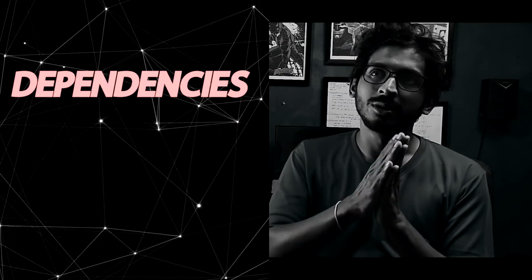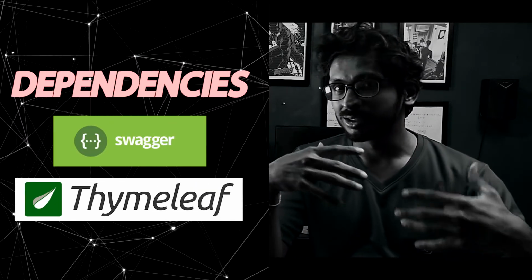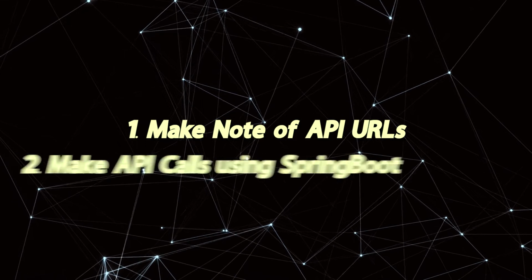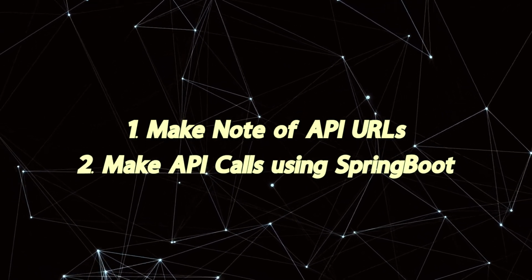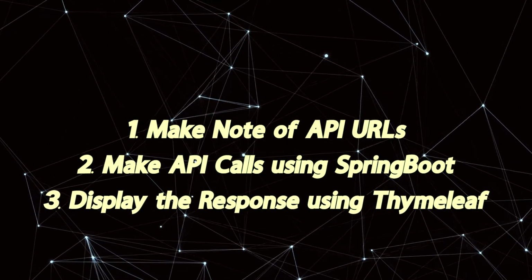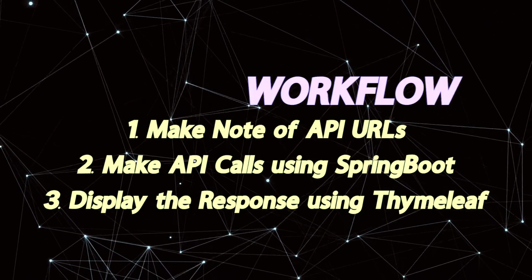There are some pretty interesting surrounding dependencies you can utilize around Spring Boot, like Swagger. You have Thymeleaf. We are going to use Thymeleaf as the part of front end, as the part of displaying the outputs. So we'll discuss that when the section comes. For now, let's just understand that all we have to do is make note of these URLs along with the API keys, have that ready, and then you're going to make API calls using the Spring Boot Java part. Then you're going to receive the response, and then display the response received through the Thymeleaf HTML template. So that's the workflow.